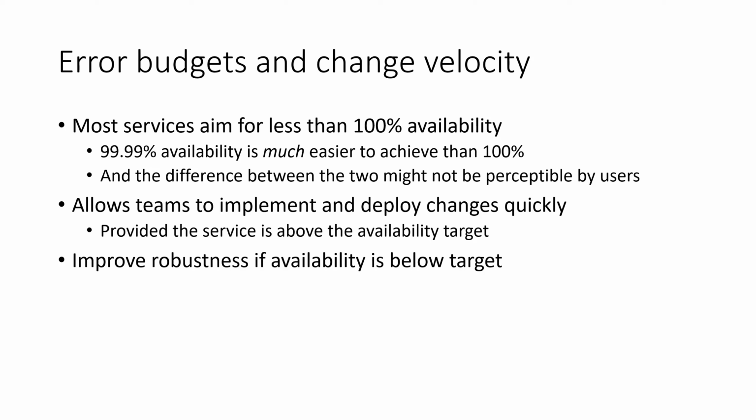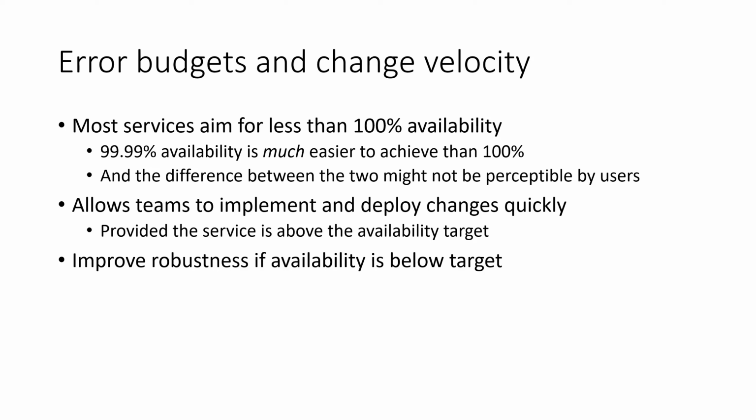And the difference between the two, this 0.01%, might be very small, so that users might not even perceive the difference. So you might spend a lot of effort achieving 100%, but for the users, it might not impact them at all. For example, we can just retry the request, and then we're going to get service the next time we try it. So it's not a big deal.